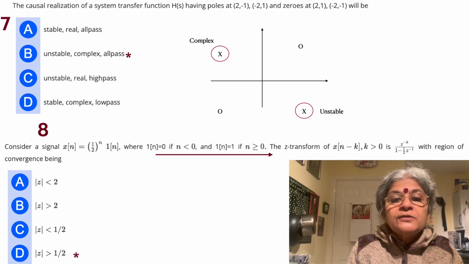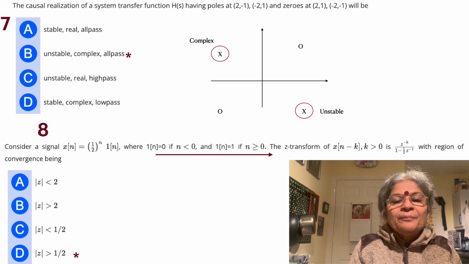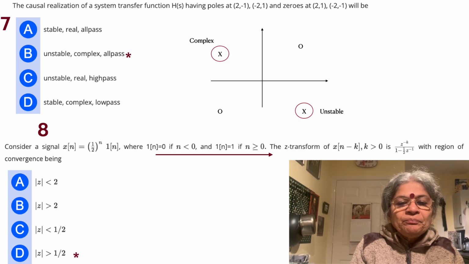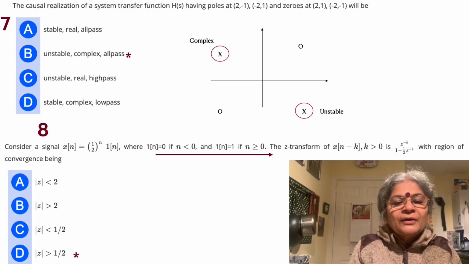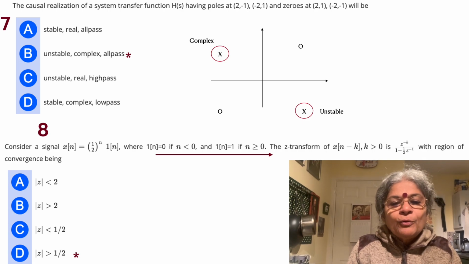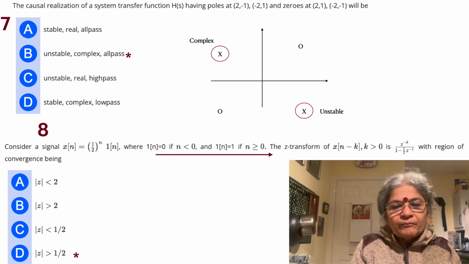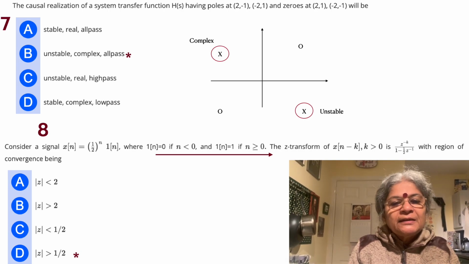Okay. Seventh problem. The causal relationship of a system transfer function H(s) having poles at 2, minus 1, minus 2, 1. Okay, and zeros at 2, 1. Okay, and at minus 2, minus 1. They appear to have taken up the entire plane as shown in the figure, wherein we see that the poles happen to be in the second and the fourth quadrant, and the zeros happen to be in the first and third quadrant. Okay, yeah.